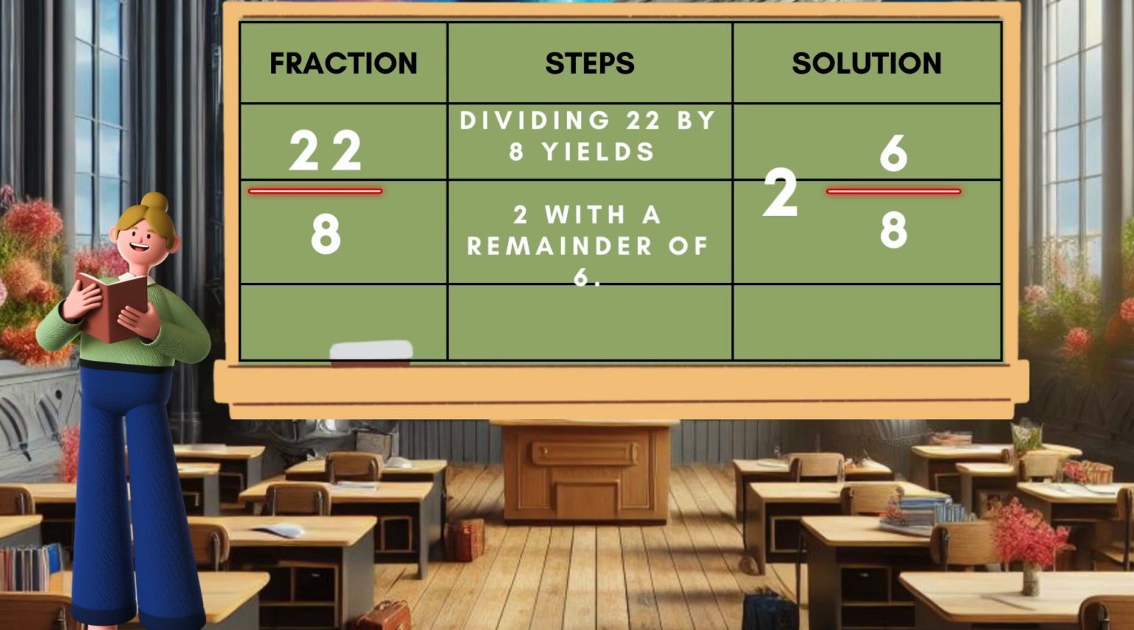This gives a fraction of 2 6/8, which can be simplified to 2 3/4, because 6 and 8 are both divisible by 2. In each case, the goal is to divide the numerator by the denominator to find out how many whole numbers you can get, and then use the remainder to express the remaining part as a fraction. This process is fundamental in understanding how to work with and simplify improper fractions.